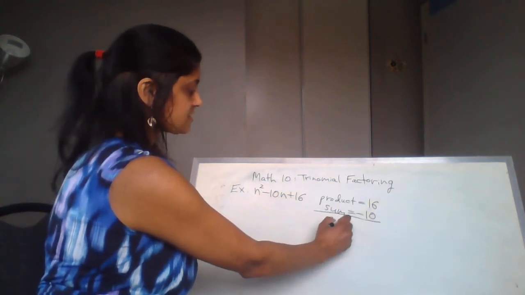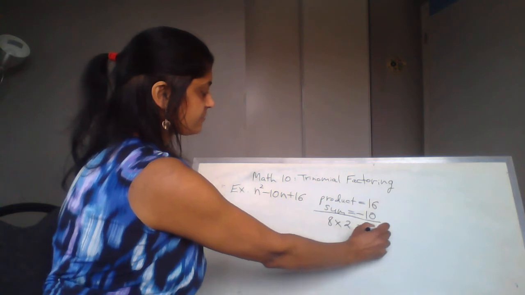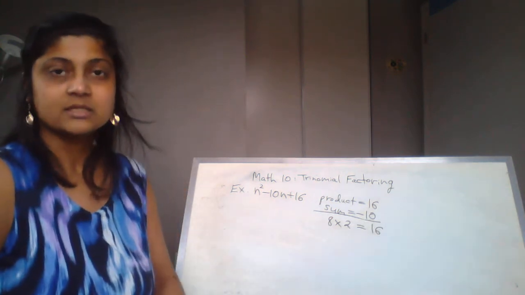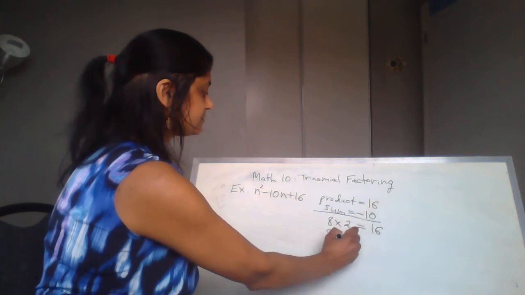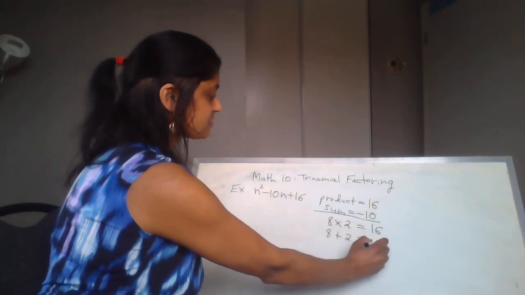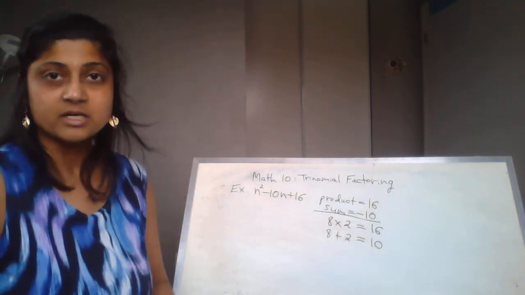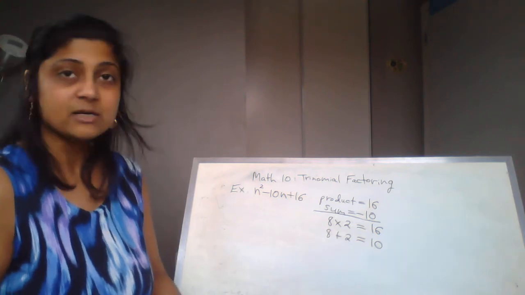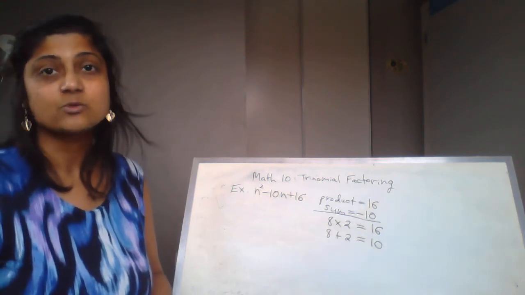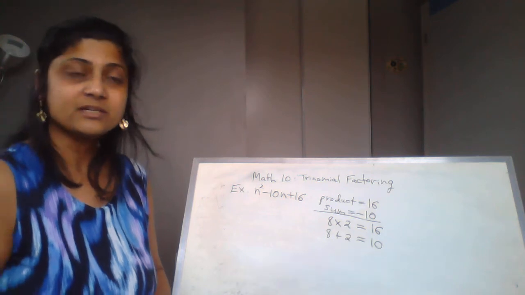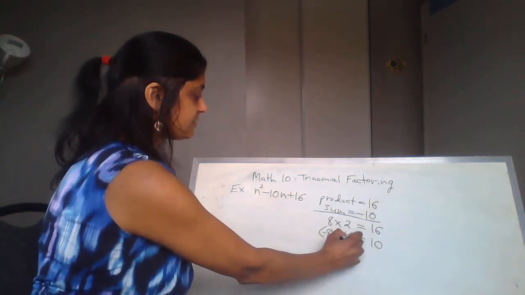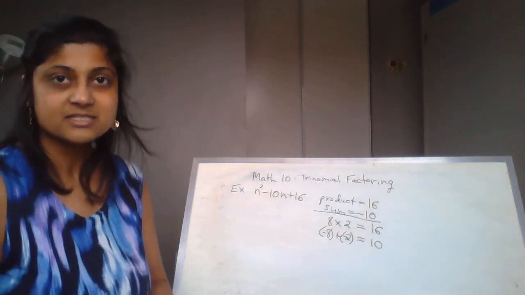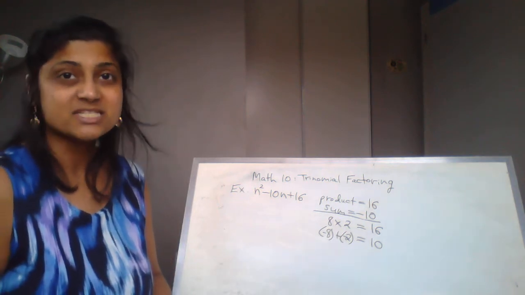So I'm going to do 8 times 2, which is 16. However, when you notice, and I'm adding these together, if I do 8 plus 2, that is equal to positive 10. However, I want the sum of my two factors to equal negative 10. If you notice here, if I make both of my factors negative, so I'm going to do negative 8 plus negative 2, which is negative 10.